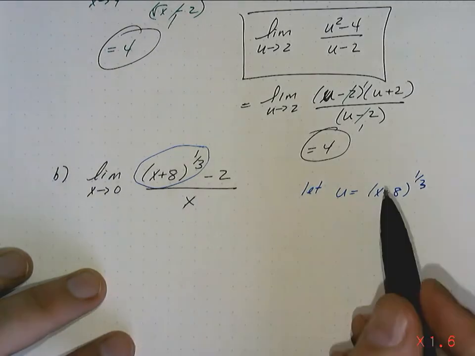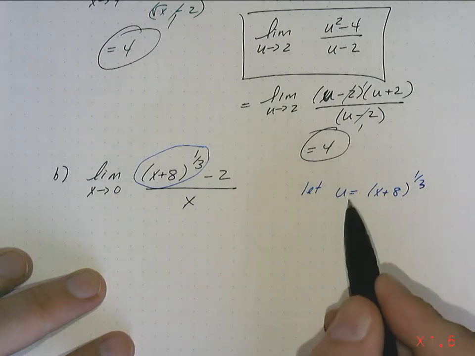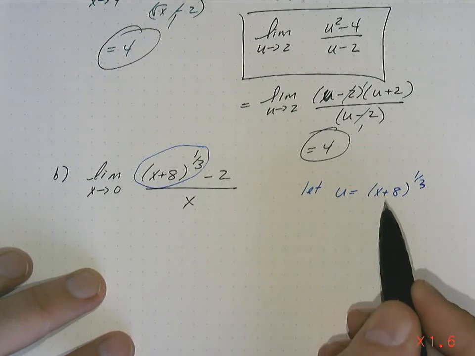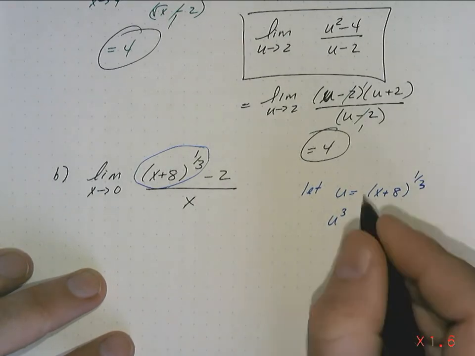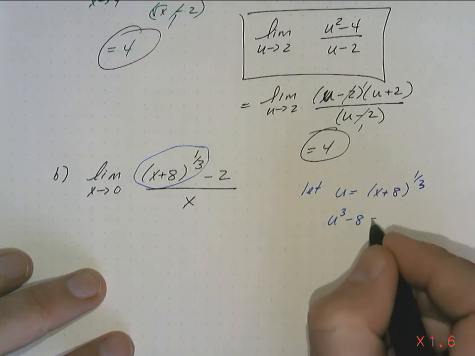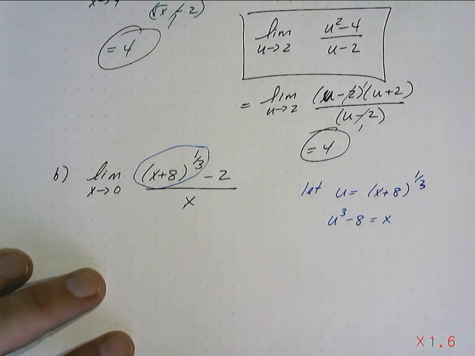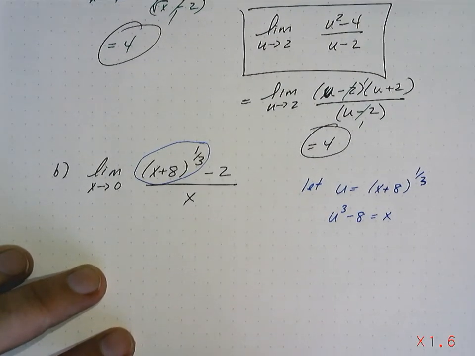So I'm going to go back and look at this, and I'm going to rearrange it so I can find out what x is. So I'm going to cube both sides, and I'm going to take 8 over to the other side, and that's going to be x. And that shouldn't be hard to do. That should be fairly easy to do.